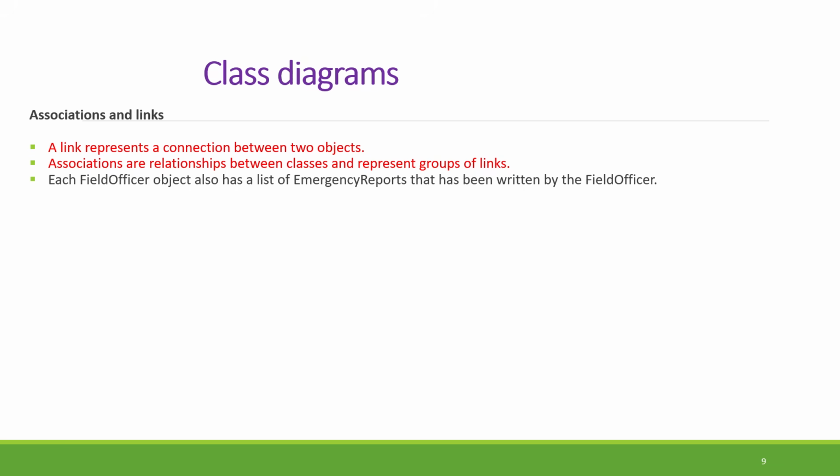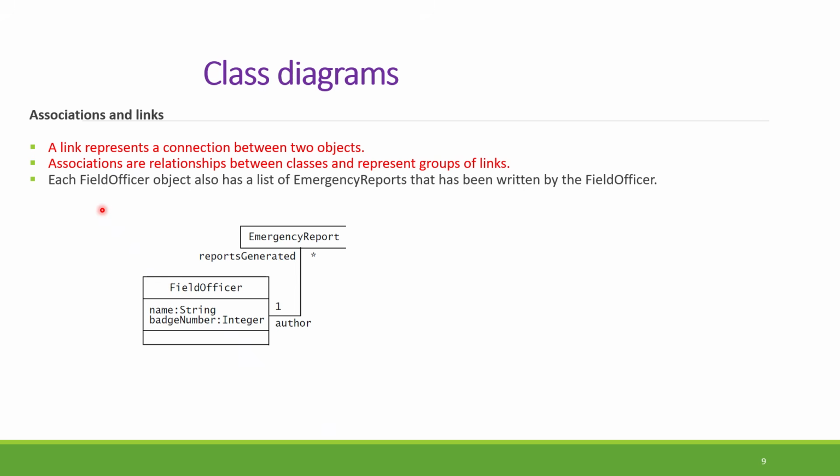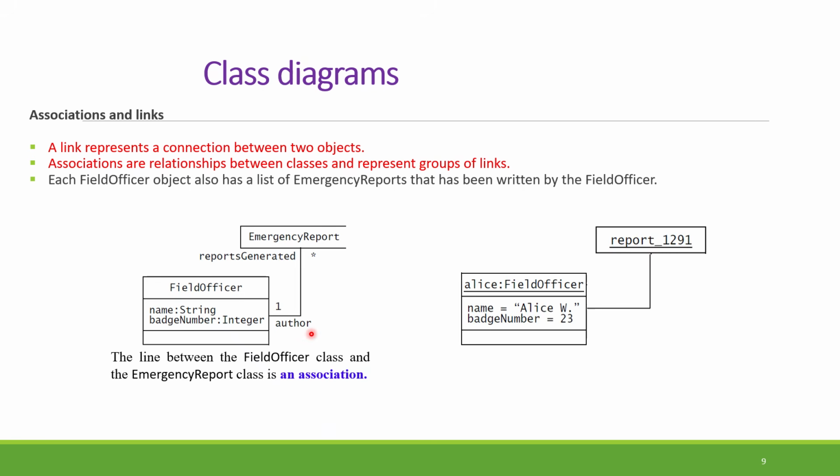So what is the relationship between the association and the links? These two terminologies are different. The link represents the connection between two objects, but the associations are relationships between two different classes that represent the group of links. So in this, each field officer object also has a list of emergency reports that have been written by the field officer. So one author can have multiple reports. So there is a line between the field officer class and the emergency report class. We call it an association.